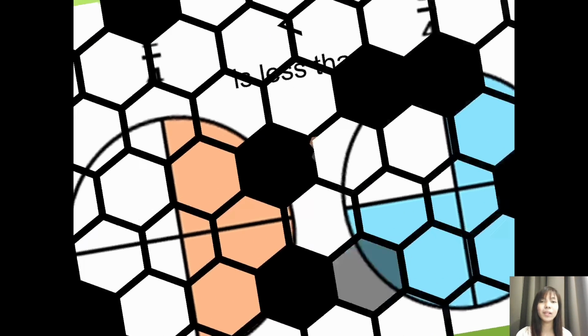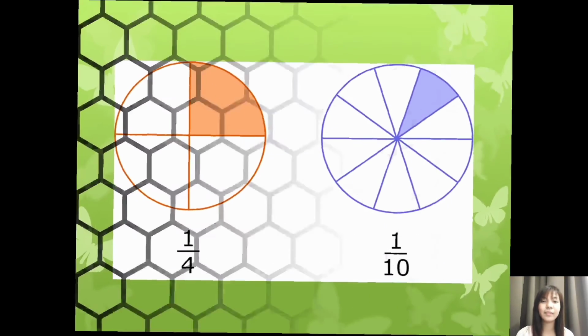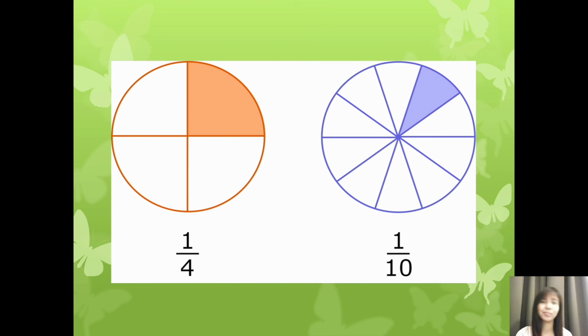All right, one more. Guess what the answer is, guys. We have here one shaded part, so 1, and then 1, 2, 3, 4 parts, so 1/4. And then we have one shaded part, and 10 parts, so 1/10. So 1/4 and 1/10. What have you observed? What do they have in common, the given? Is it the numerator or the denominator? All right, the numerator.